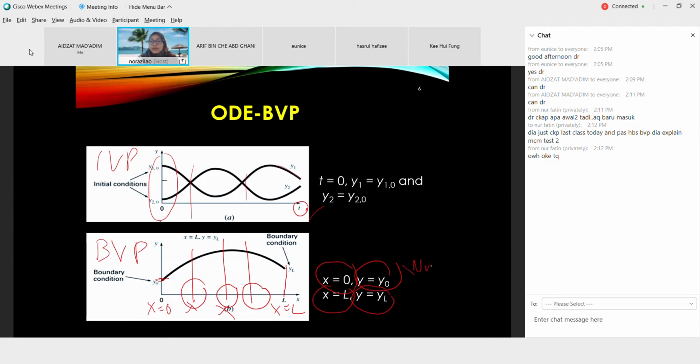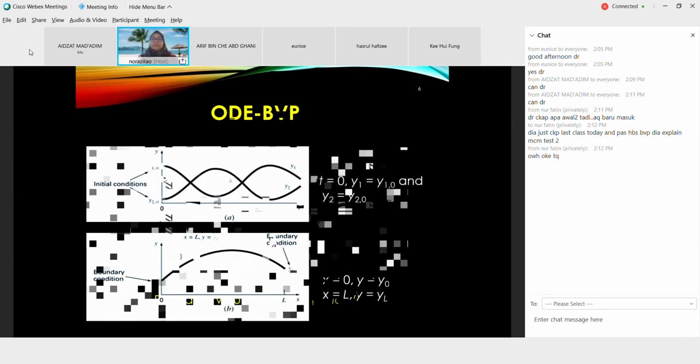You must write these two conditions before you start solving your problem using BVP. Must write, compulsory. These two conditions for BVP.